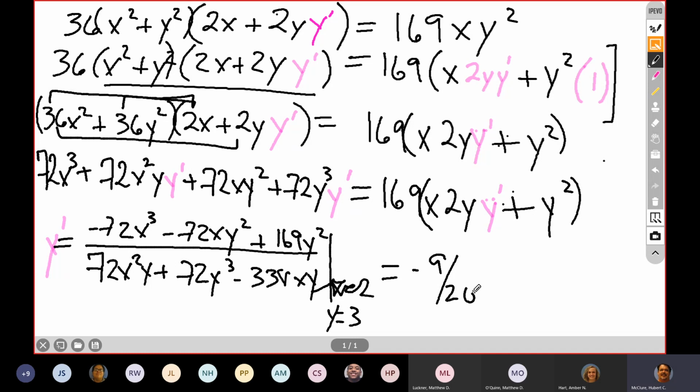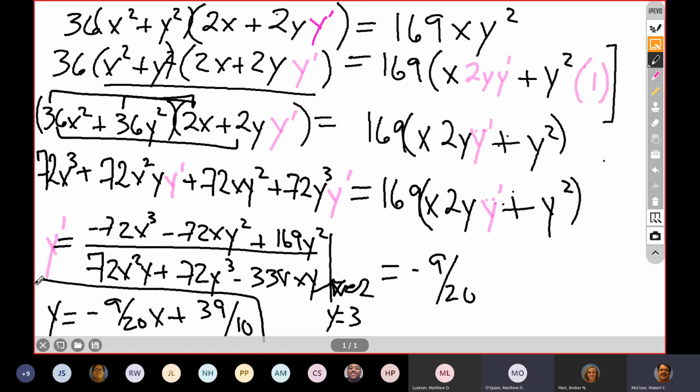They're asking for an equation. I can't remember if they're asking for an equation, but I did it. Y is equal to negative 9/20 x plus 39/10. And I think that answer is correct. They were looking for the normal line. I don't know if it's on the question or not. I will look and see. What'd you say? They were looking for the normal line. Okay.